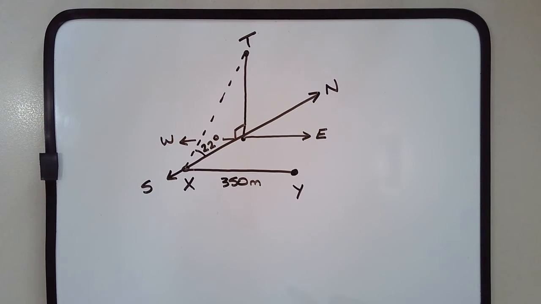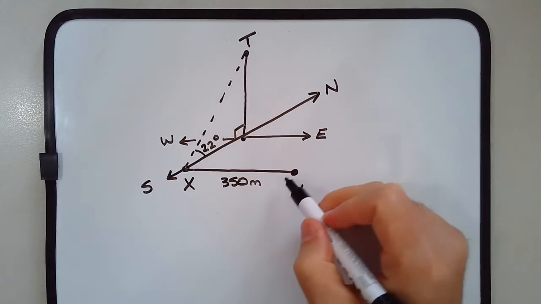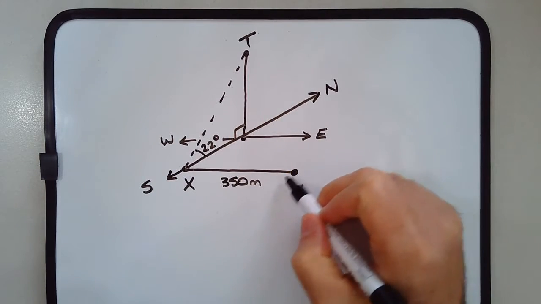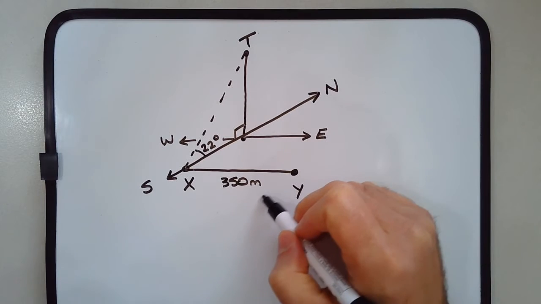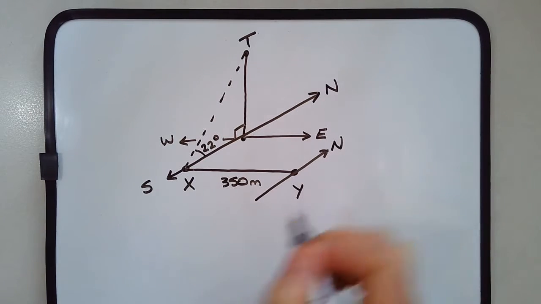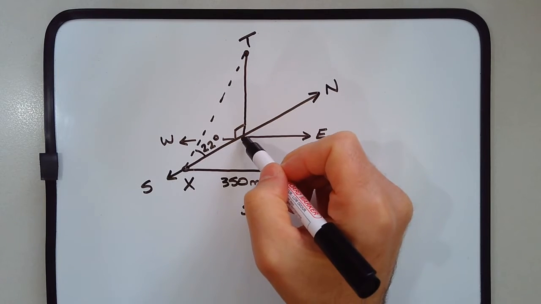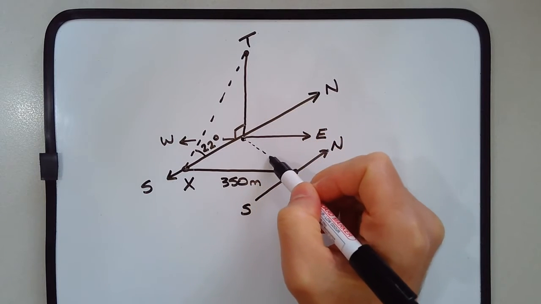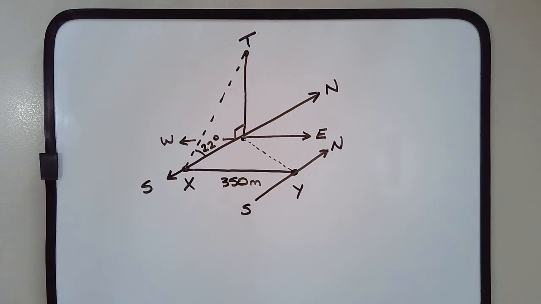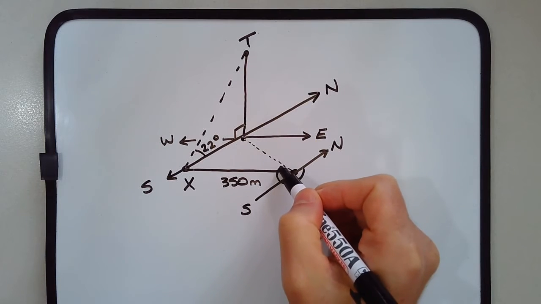And we're also told that the top of the building T is on a bearing of 310 degrees. So I'm just going to draw another compass rose here. So this is parallel. There's north again, there's south. And we're told that the top of the building, which is in line with the base of the building, is on a bearing of 310 degrees. So I might just draw this.